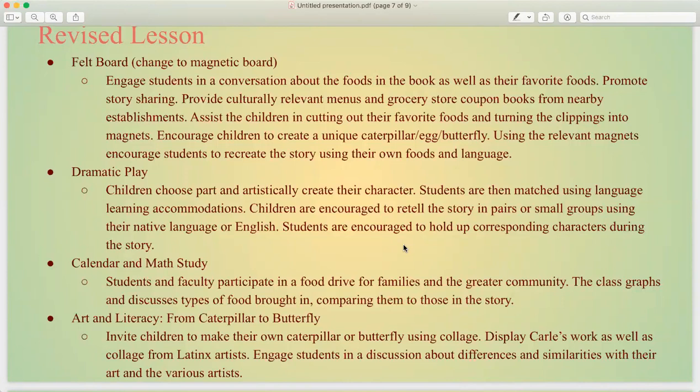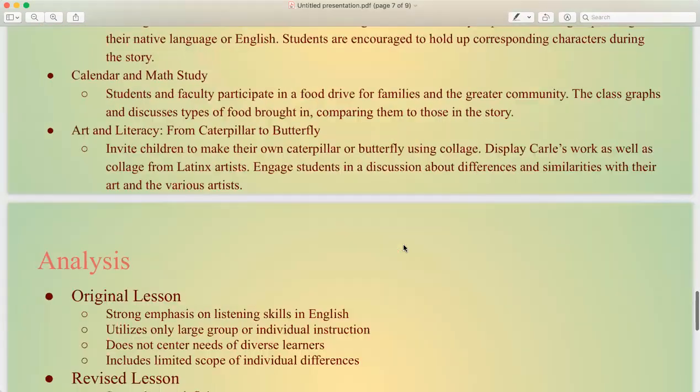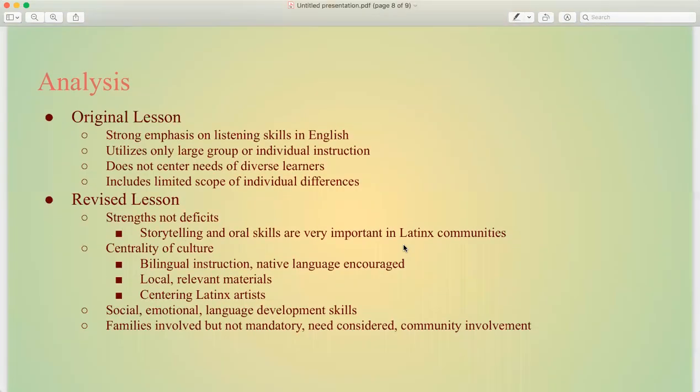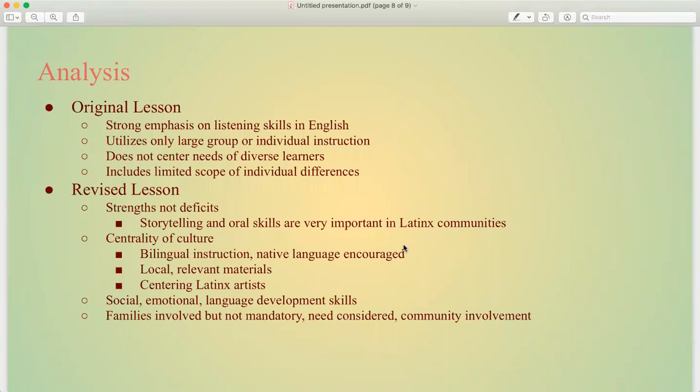So displaying and talking about the work of Latinx artists helps students contextualize their own experiences and their own art, and you're still getting those literacy skills of telling stories and conversations, but also making it really stick, and showing the students all the amazing aspects of their culture and community. So the original lesson, like I mentioned, had a really strong emphasis on listening skills in English, which is obviously not accessible at a school with so many English language learners.